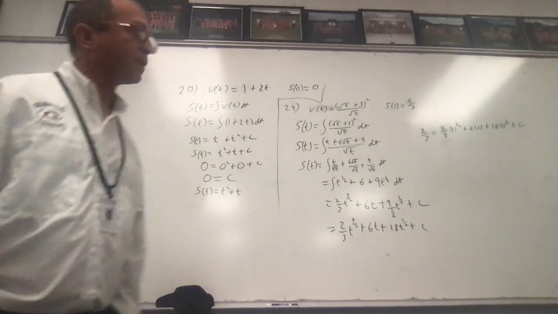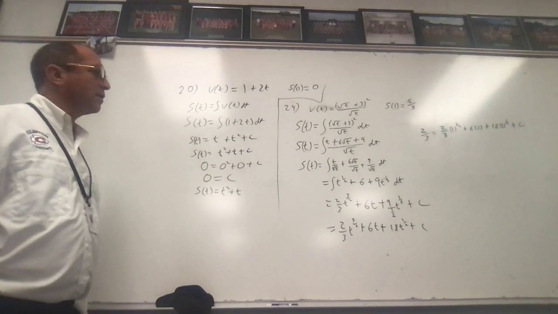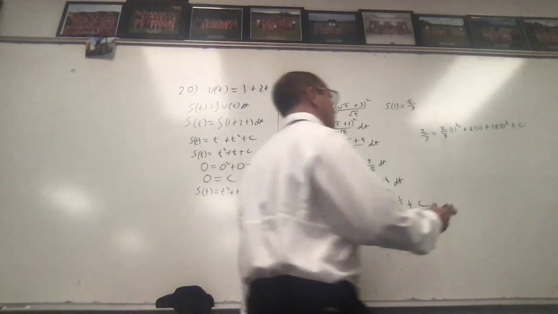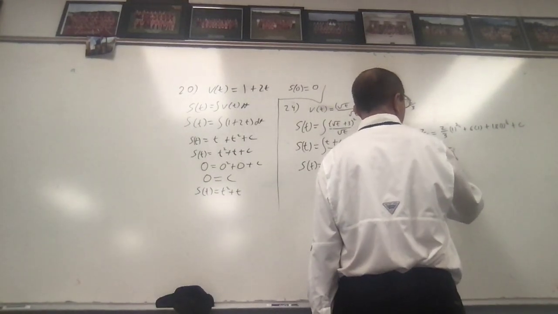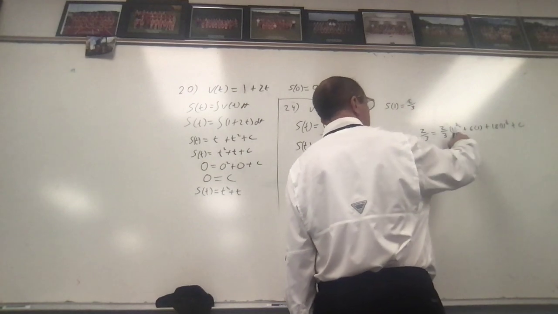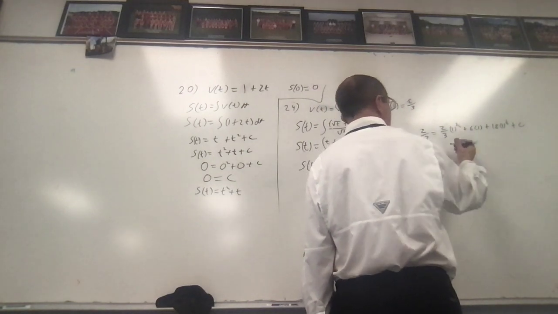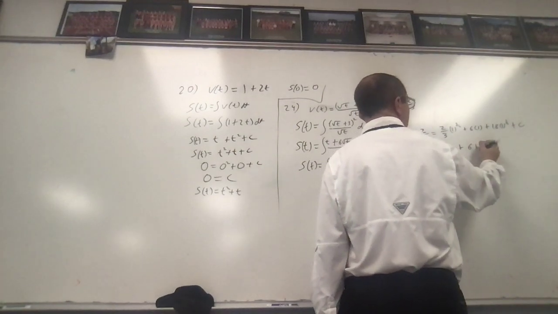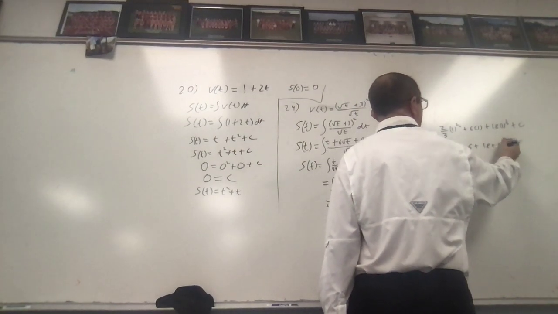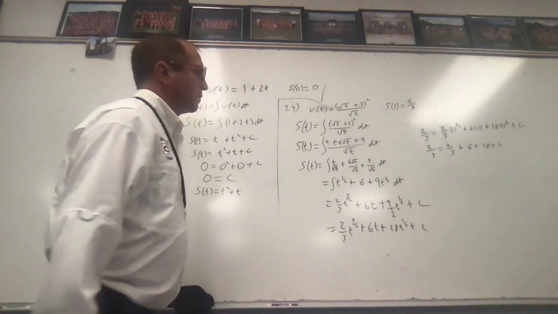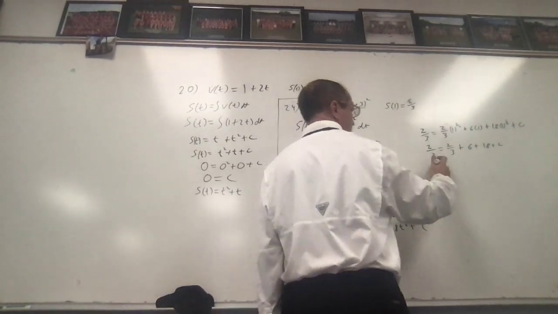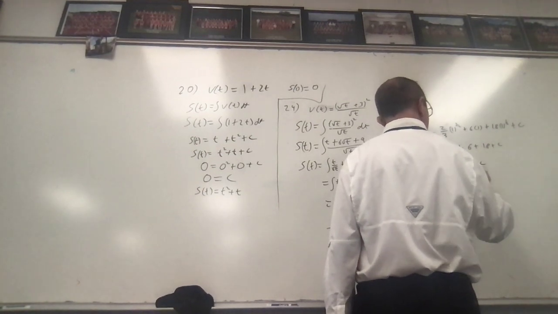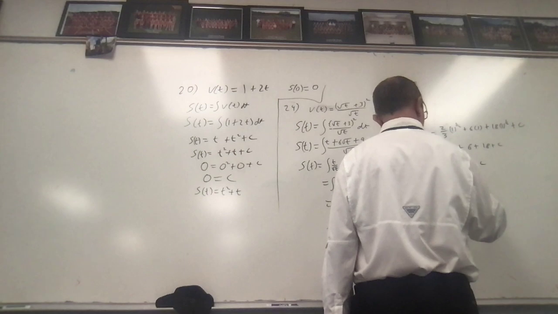I went off the screen a little bit there. All right, so 1 to the 3/2 power would be what? Yeah, it's just 2/3 left over because that's 1, right? So 2/3 plus 6 plus 18 plus c. All right, so I'm gonna pull the 2/3 over here, so it's gonna be 0 equals 24 plus c. So c is gonna equal negative 24.